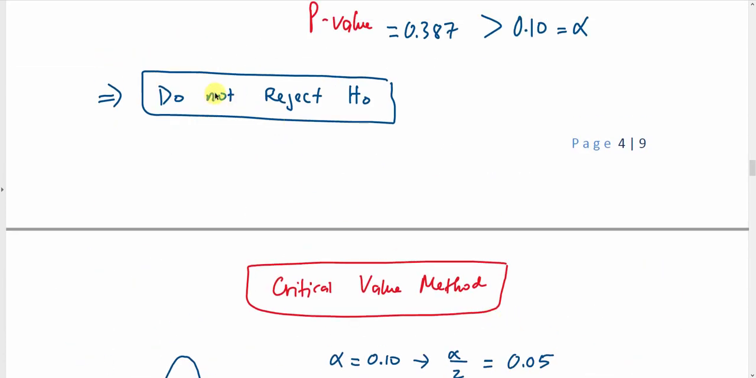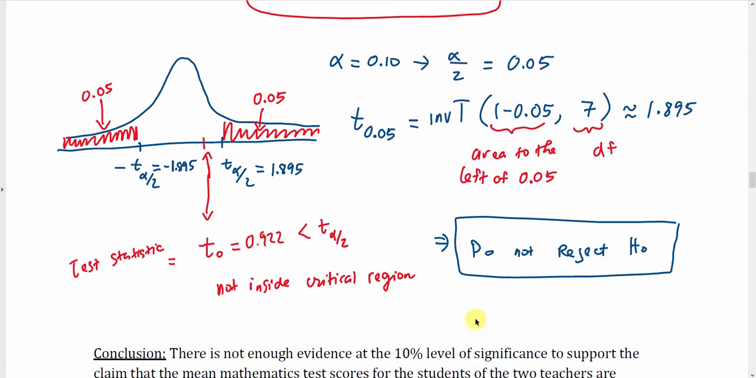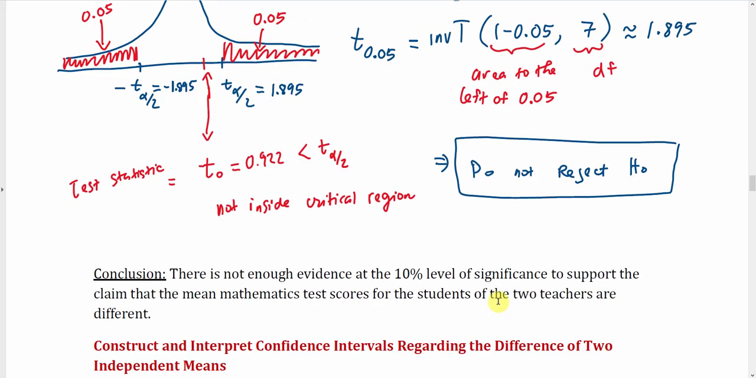And we do end up with the same conclusion. That means we do not reject the null hypothesis. If we do not reject the null hypothesis, meaning that there is not enough evidence at the 10% level of significance to support the claim that the mean mathematics test scores for the students of the two teachers are different.